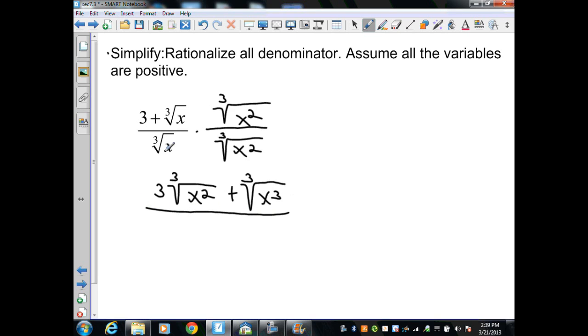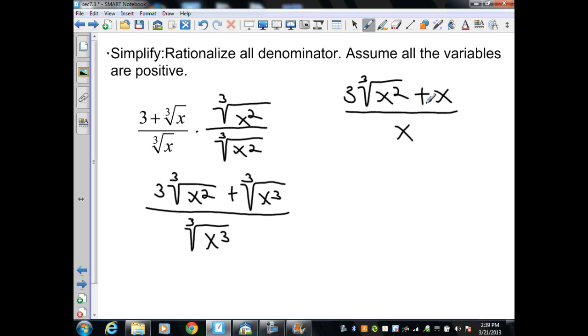over, when I multiply the denominators, I'm going to get the cube root of x cubed. Now I can simplify. The cube root of x squared is still the cube root of x squared, so that's 3 cube roots of x squared plus the cube root of x cubed is just x over the cube root of x cubed is x. I can't factor anything out of the numerator, therefore this is simplified.